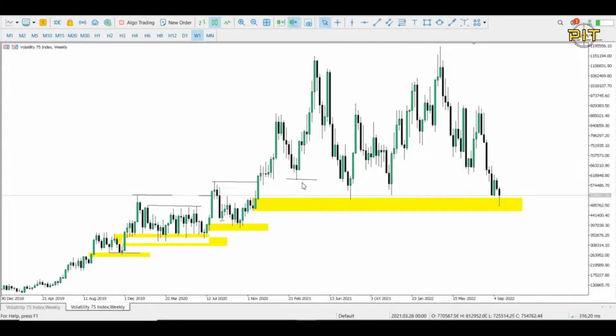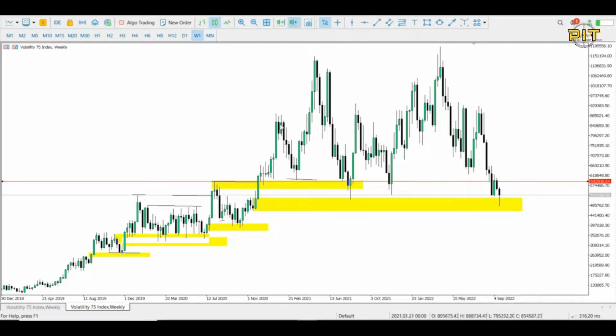It is an inducement, a liquidity pool, whereby price broke. This is what retail traders will say. Retail traders will say, okay, price has broken this place. They will mark it as a zone and say, okay, this is now a resistance, a support, resistance turn support.